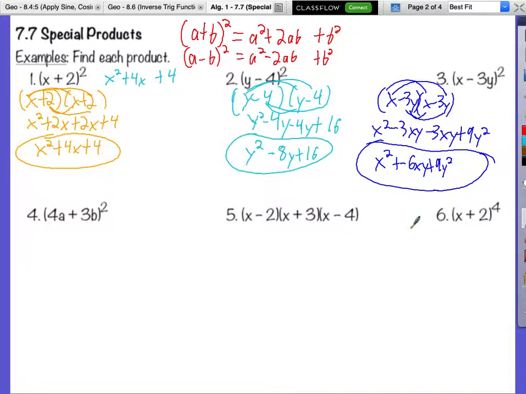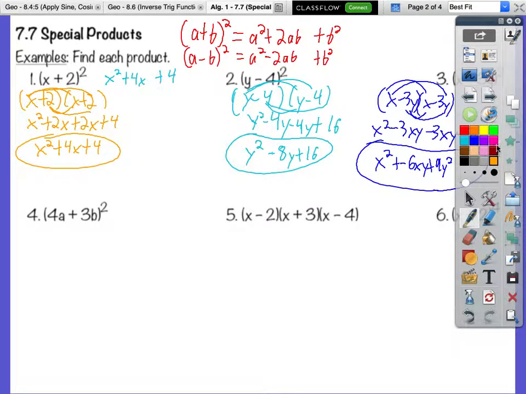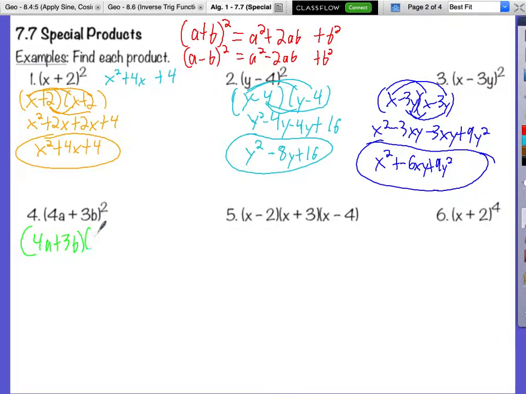Awesome. Okay. Look at number 4. Okay. 4a plus 3b times 4a plus 3b. If you go through here, 4a times 4a, 16a squared. 4a times 3b is 12ab. 3b times 4a is 12ab again. Get the same thing there. It'll happen every time. We get the same thing there in the middle.